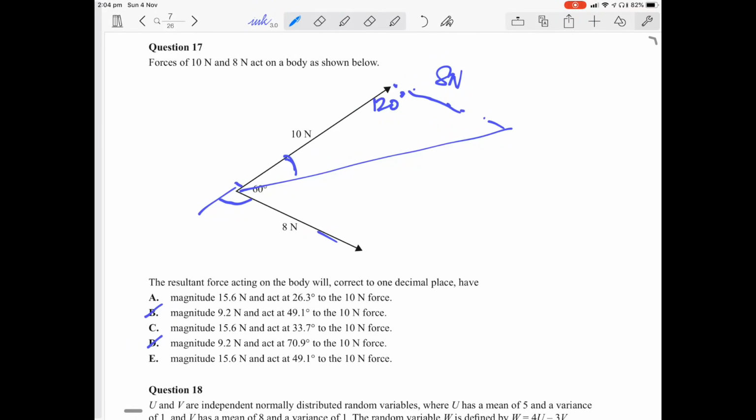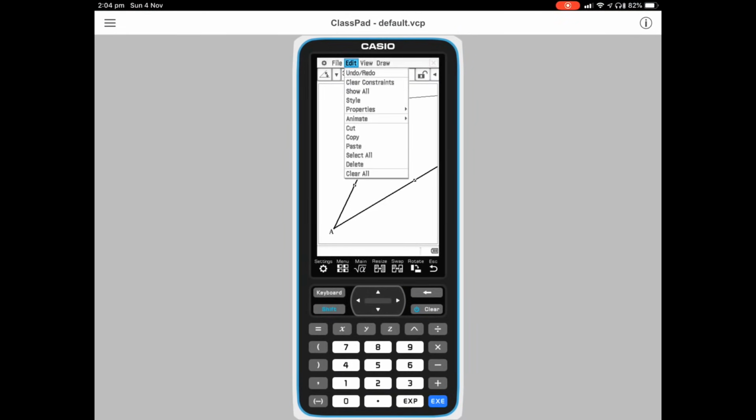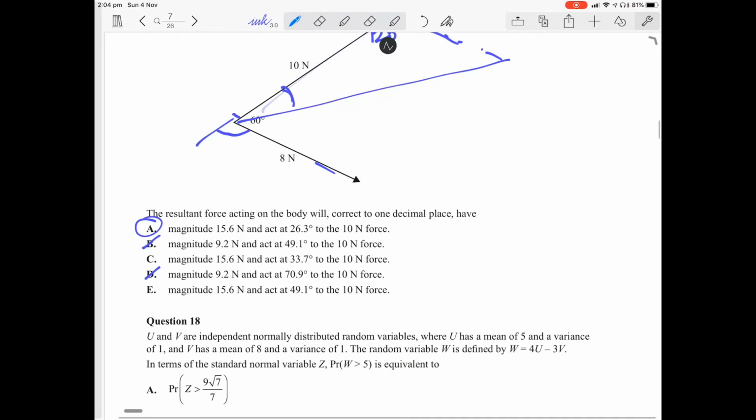And at an angle, edit view, stuff them up. 10, 8, 120. So this angle is 26.33. So it's this one, because I had the forces around the wrong way.